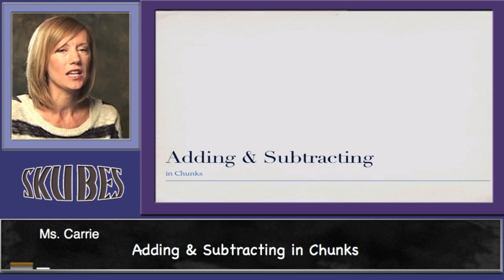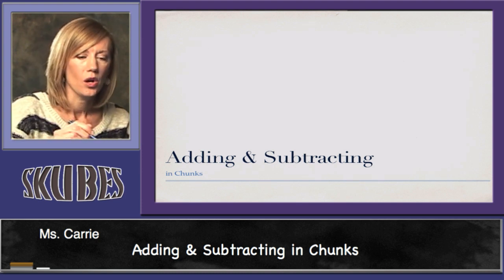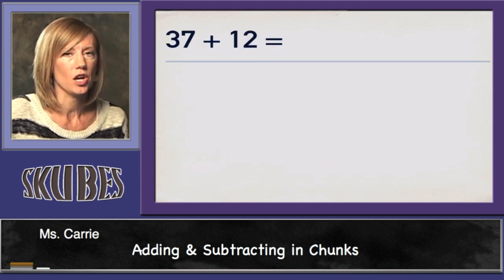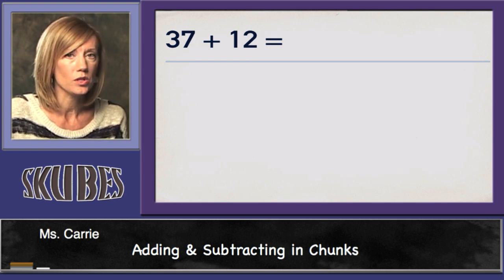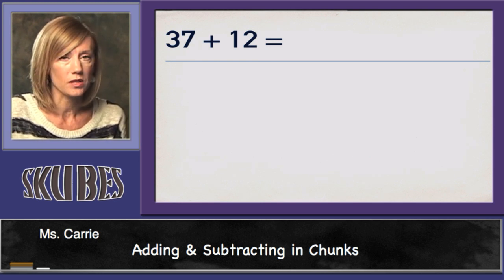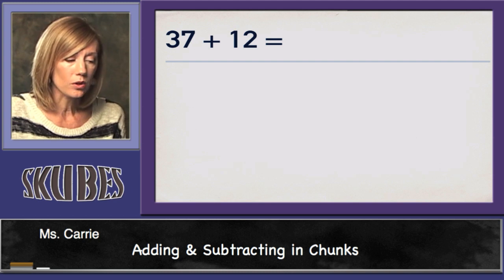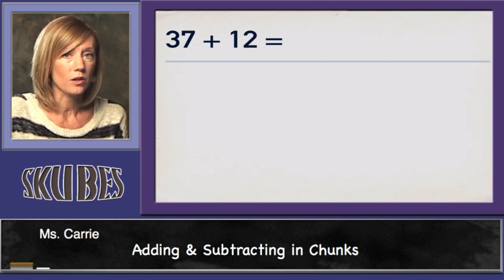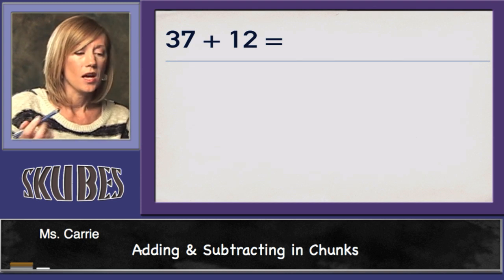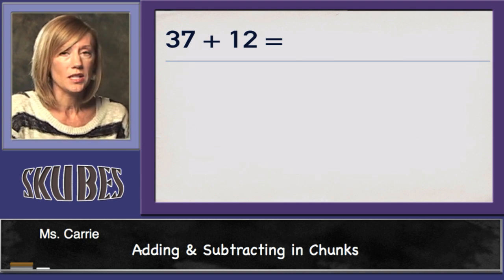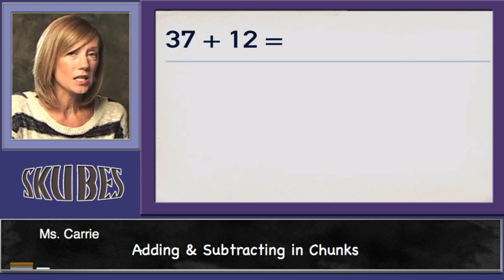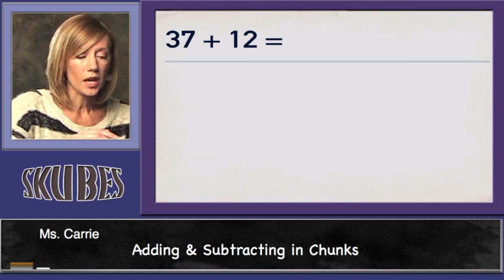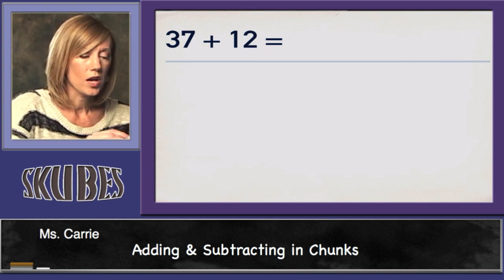This lesson is on adding and subtracting in chunks. When we add and subtract in chunks, we take one of the numbers and break it down into its place value parts. For example, in the problem 37 plus 12, we're going to break down one of the numbers into chunks. It always makes more sense to break down the smaller number because it's easier and faster. So in this case, we're going to chunk 12.